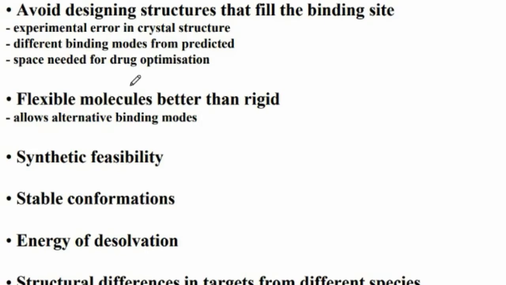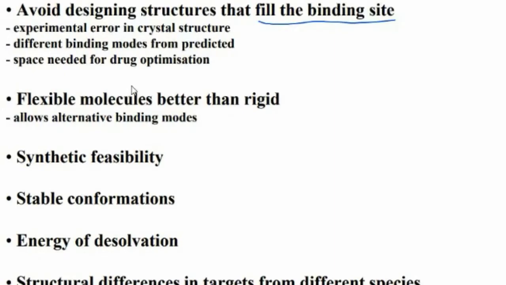We have to avoid designing structures that completely fill the binding site. Again, I repeat, we have to avoid designing structures that completely fill the binding site. The reason for this is that later you may want to optimize the structure. If you want to optimize the structure, then there should be some space for including some functional group or deleting some functional group, whatever it is. So you studied various strategies of lead optimization.